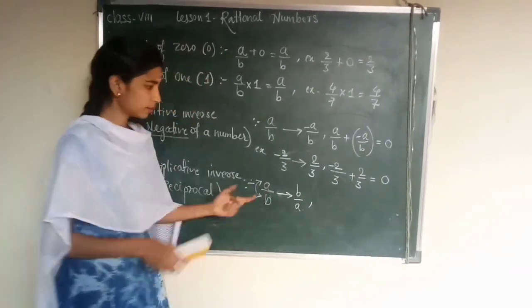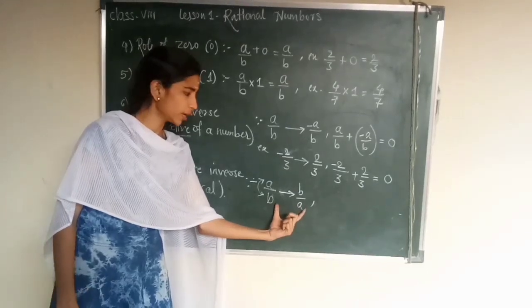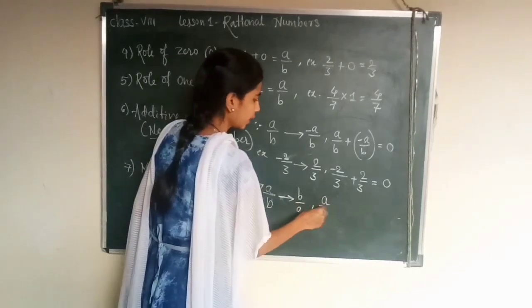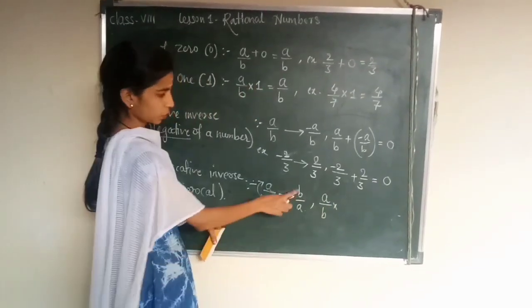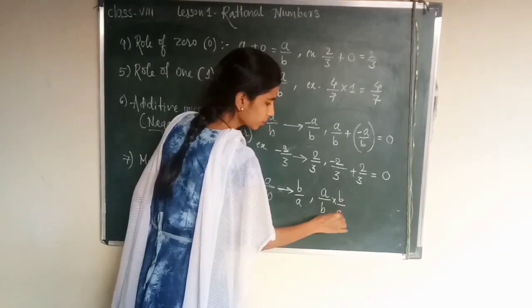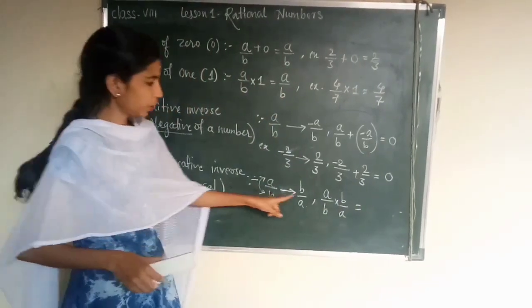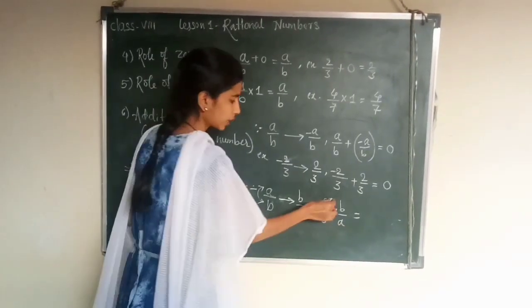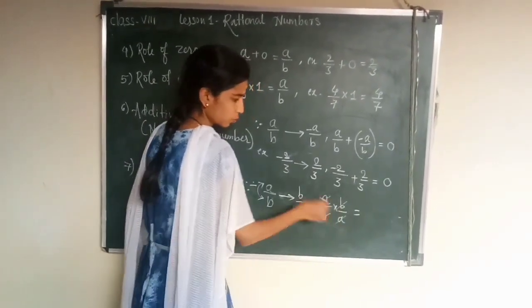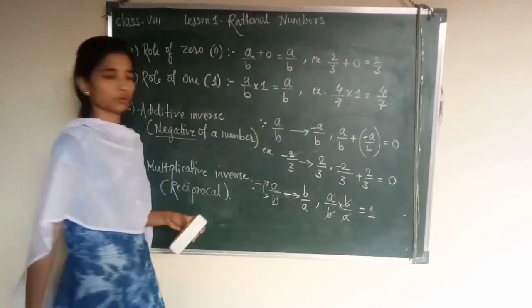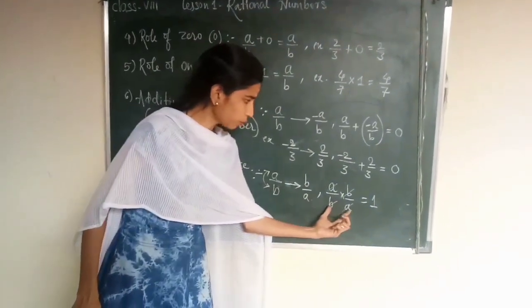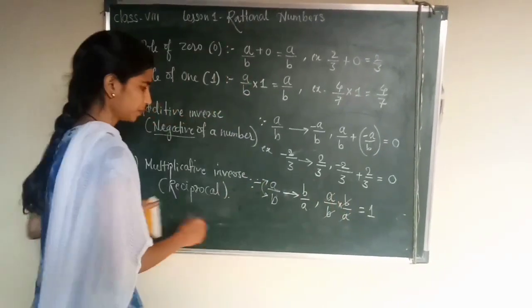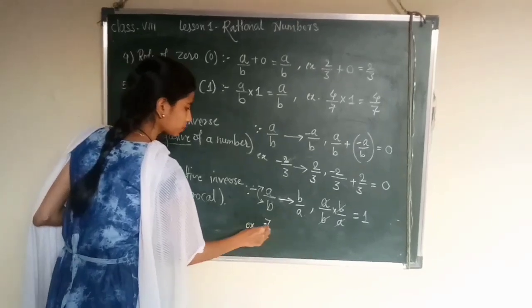We can say that these two are multiplicative inverses, or reciprocals, of each other only when a by b into b by a, and we know the same numbers are there in numerator and denominator, so we can cancel them directly. So we will get 1. So if the product of two numbers is 1, then only they are reciprocals of each other. We will take one example.